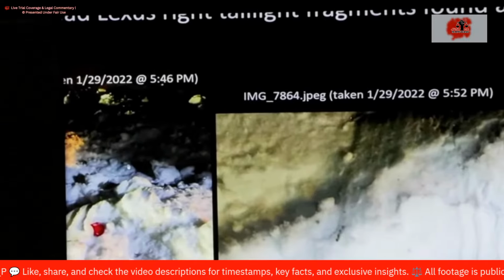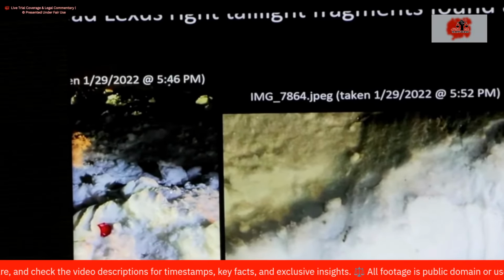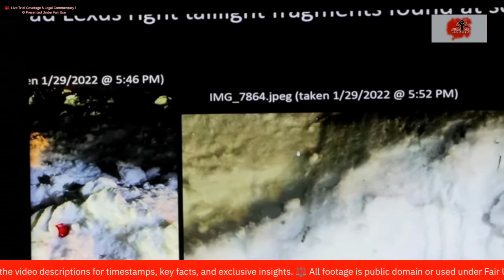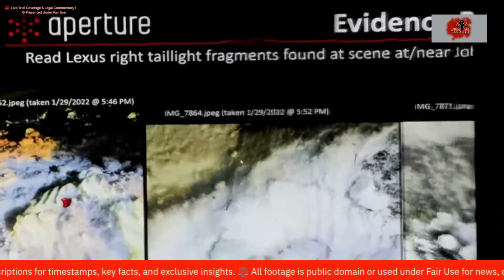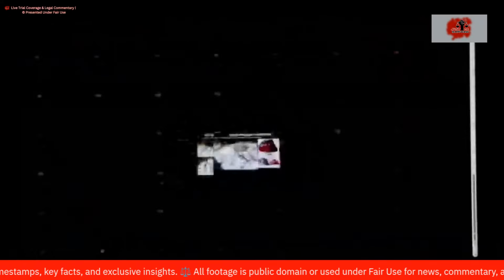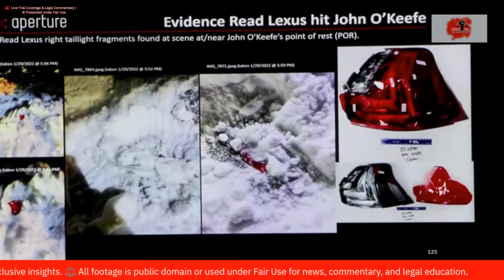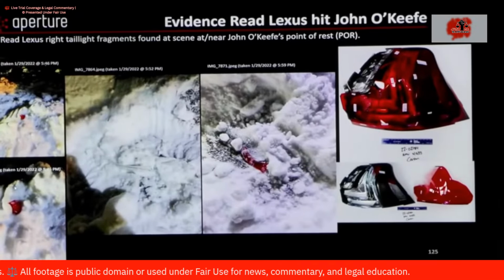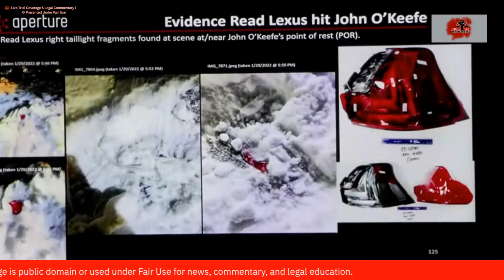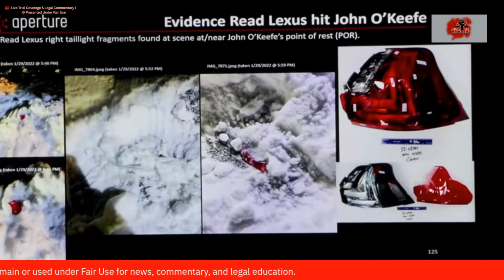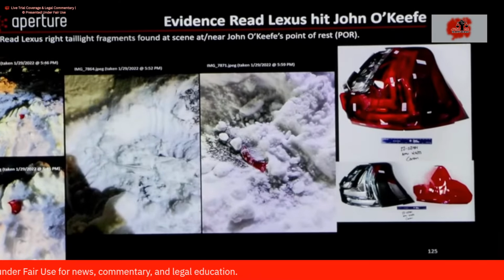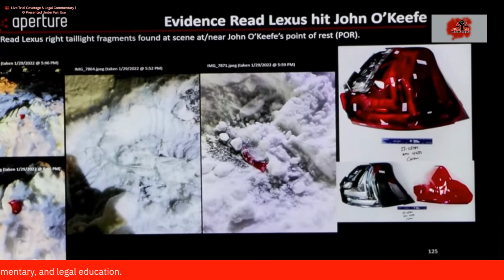So January 29th at 5:46 p.m. This one's at 5:52. One's at 5:59. This one down here is at 5:46. So there were various fragments of the taillight that were ultimately pieced back together and determined to be from Miss Reed's right rear taillight.